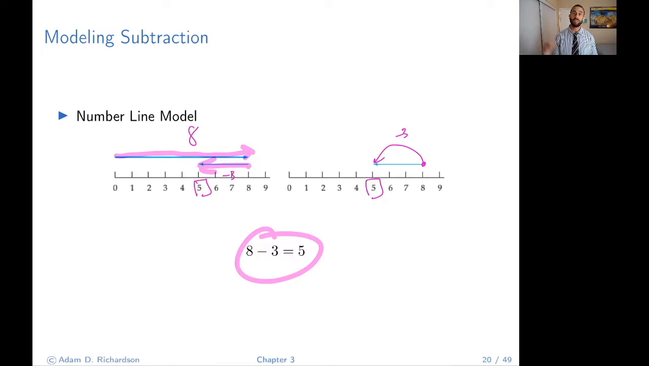The same rules that I said before about addition apply here. You don't want to do a bunch of subtracting of ones. You don't want to keep doing minus 1, minus 1, minus 1, minus 1. You want to do minus 3, right? Minus 3, one big chunk.